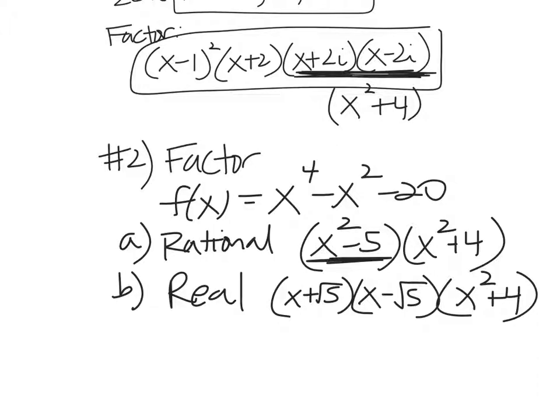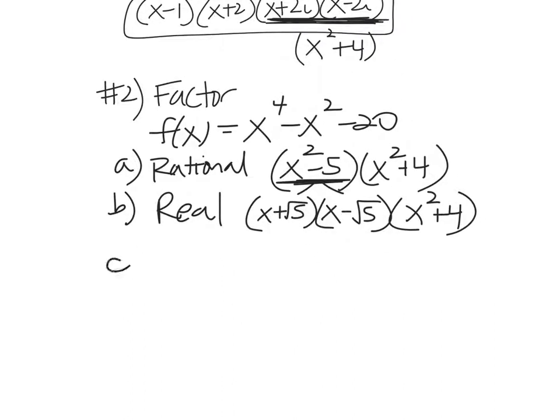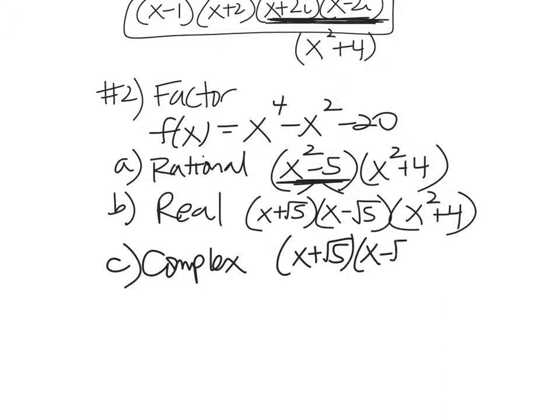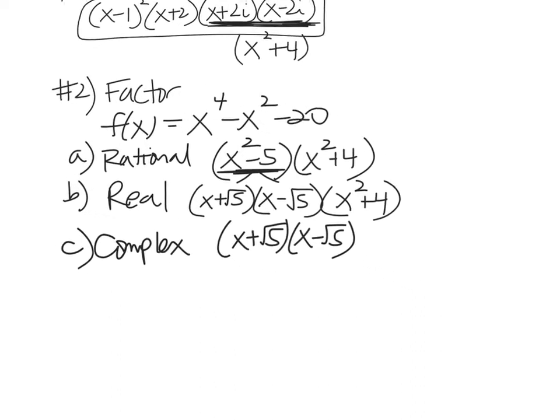The real numbers is I take this and I break it up into rad 5. Rad 5 is a real number. It's just irrational. And then finally, over the complex system, complex includes imaginary numbers. So I'm going to do x plus rad 5 and x minus rad 5. And then I'm going to factor this x squared plus 4.